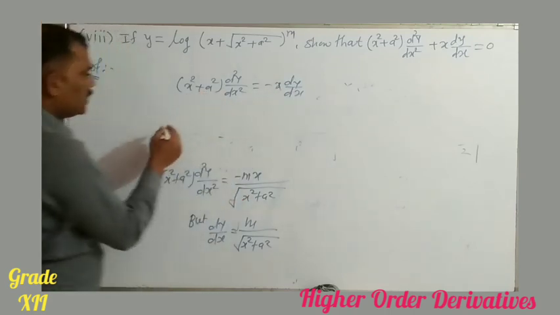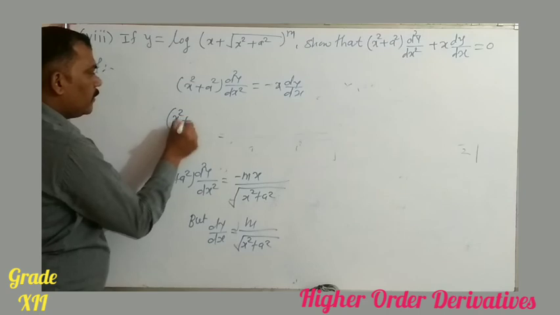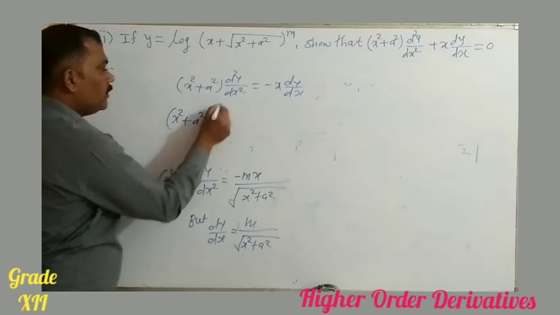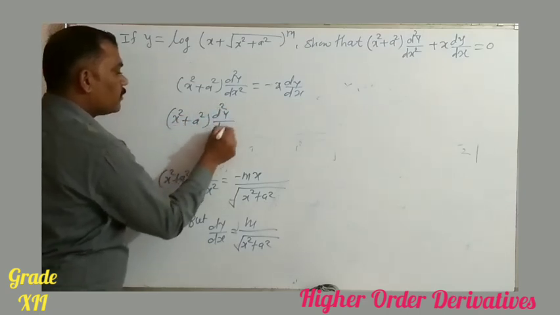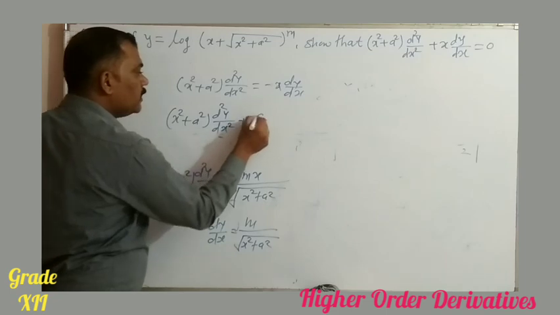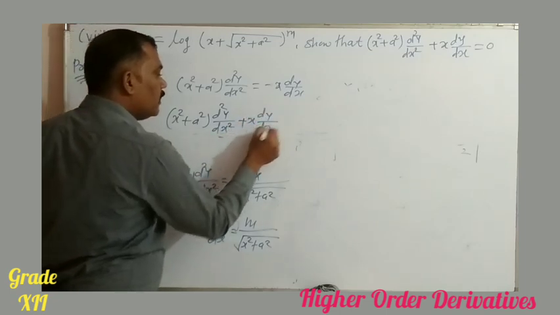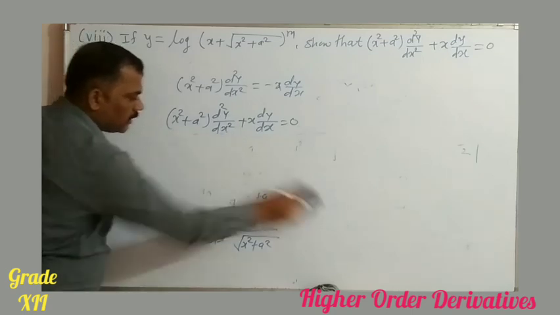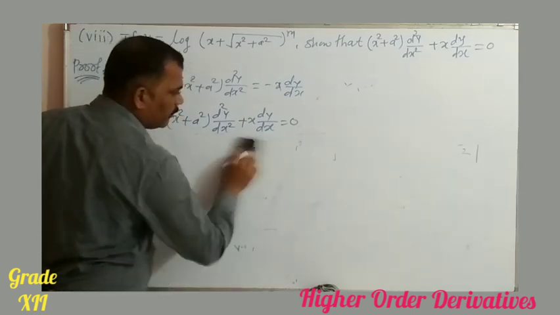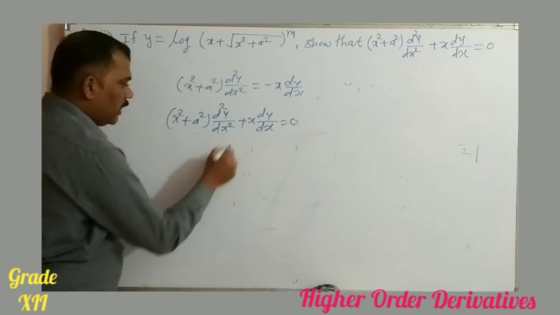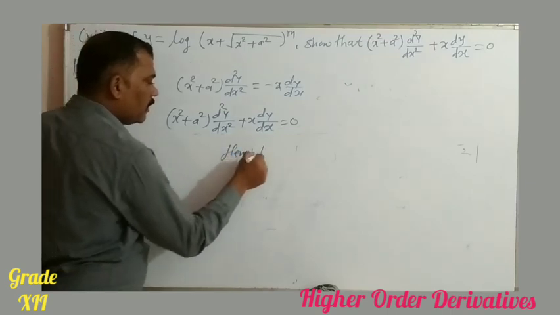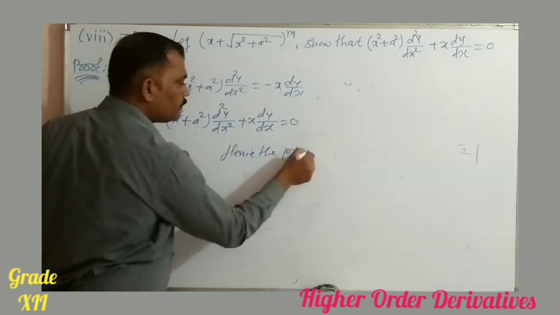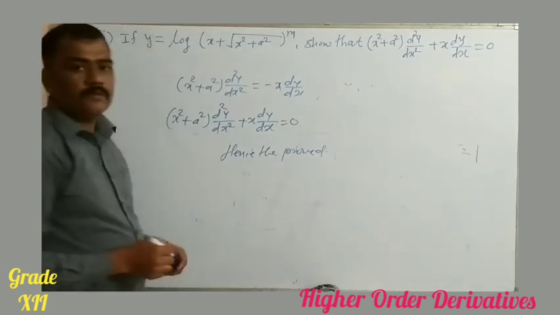We have to take this on this side, so x square plus a square into d2y by dx square plus x into dy by dx is equal to 0, which is the required proof. Here is the proof. Okay.